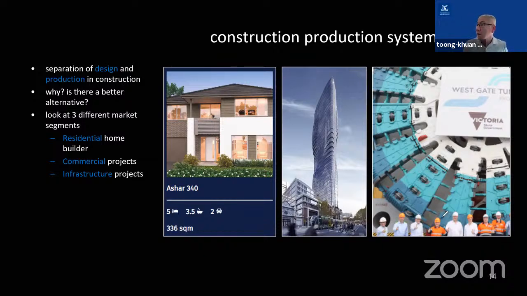And the picture on the right is a project that is currently ongoing, which is what we call the Westgate Tunnel in Melbourne, which goes under the river. So that's an infrastructure project.